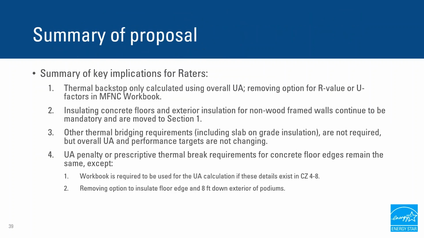So in summary, the key implications for raters: the thermal backstop will be calculated using only overall UA, removing the option for R value or U factors in the workbook. Insulating the concrete floors and exterior insulation for non-wood frame walls continue to be mandatory, but they are moved to section 1 to consolidate all of the insulation together. Other thermal bridging requirements, including solid grade insulation, are not required, but the overall UA and performance targets are not changing, so you'll have to make up for anything that you are missing in that.